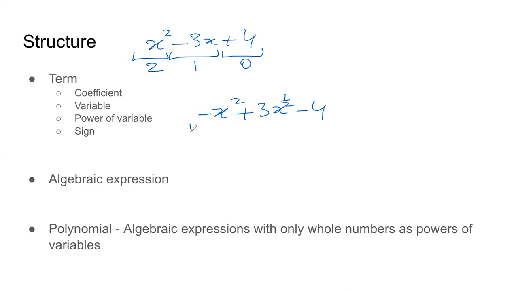2, 1 and 0. Whole numbers. But when we look at the second example, power is 2, power is 1 by 2, power is 0. So 1 by 2 is not a whole number. So although both are algebraic expressions, only the first one is also a polynomial. The second one is not a polynomial. This is what we studied last year.